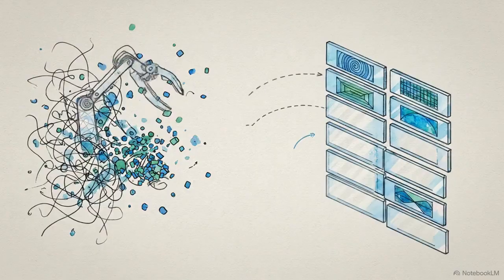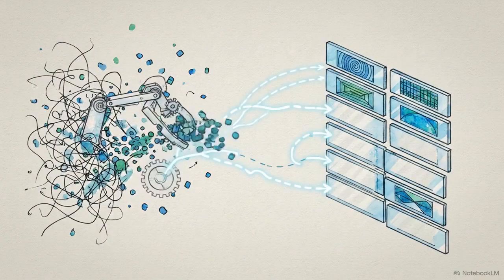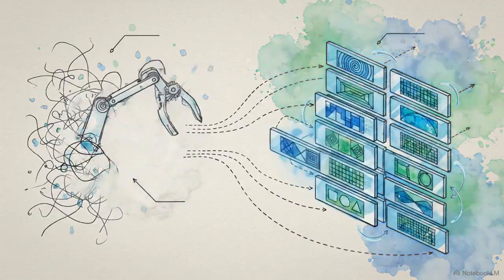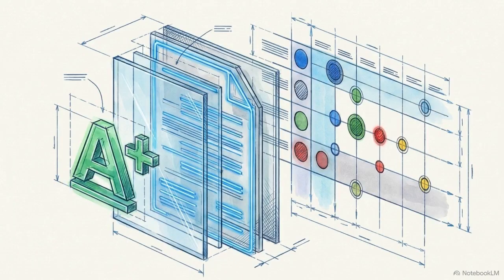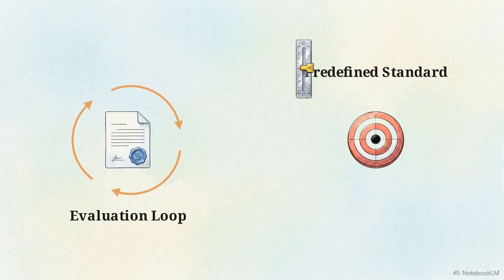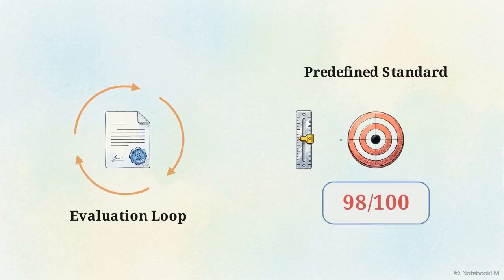To stop guessing, we have to pull the model out of chaotic live deployments and place it into a controlled testing environment. The base unit of this environment is the eval. An eval is a repeatable, standardized test that scores a model's generated output against a strictly predefined standard.